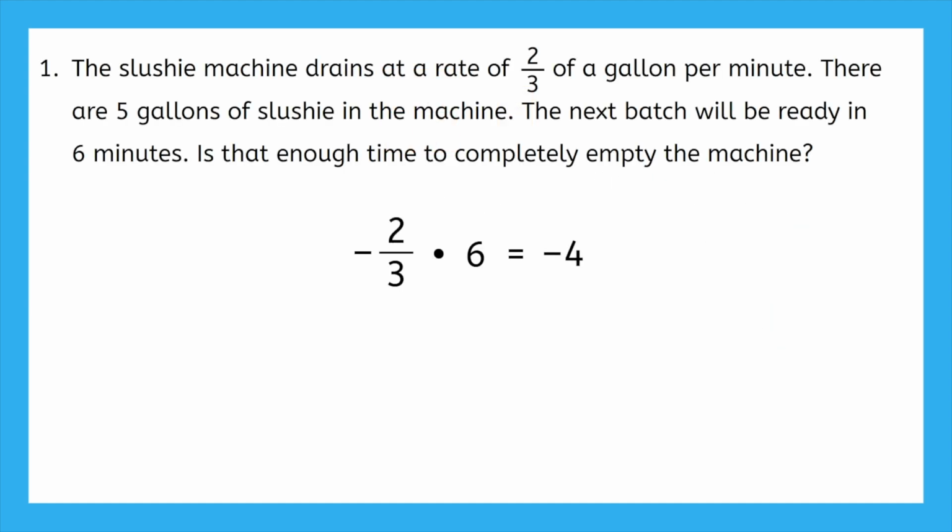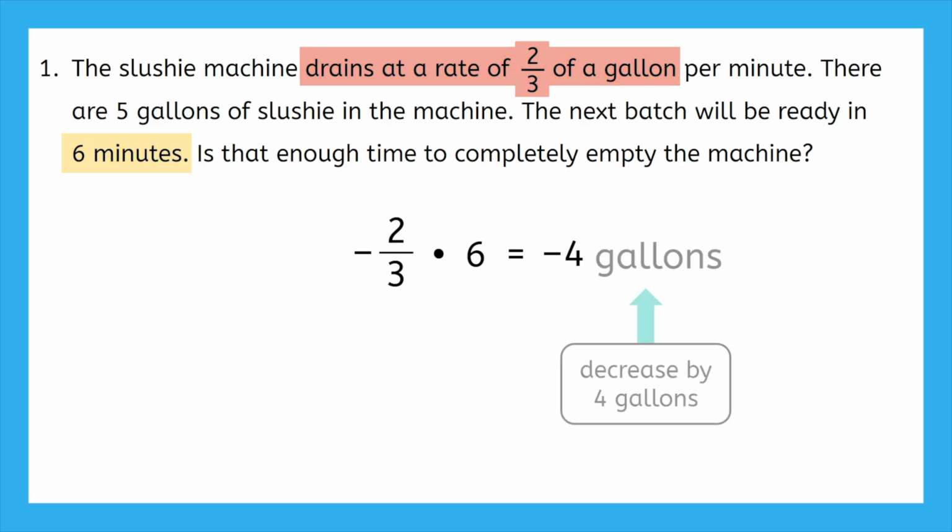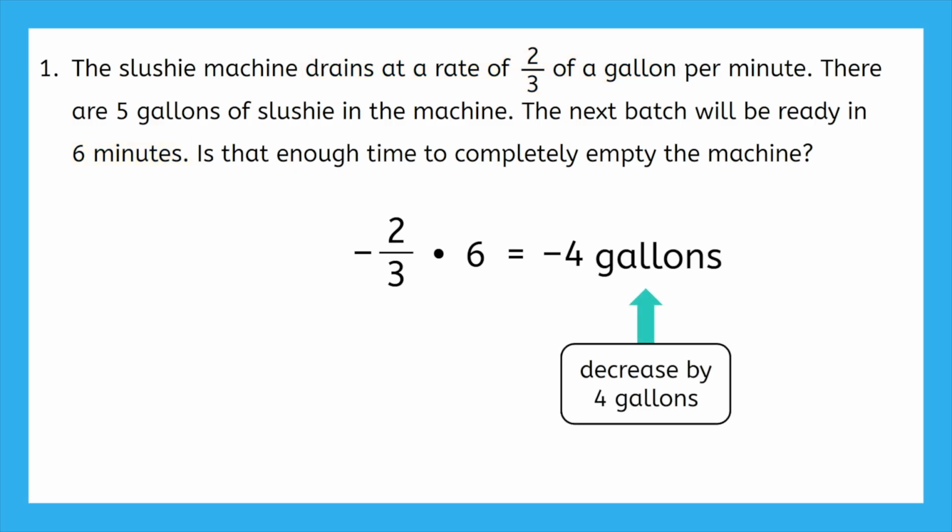So what does this mean in the context of our problem? This means that the machine drains at a rate of -2/3 of a gallon per minute for 6 minutes. It will decrease by 4 gallons. Ooh, we have 5 gallons to drain, so 6 minutes isn't enough time.